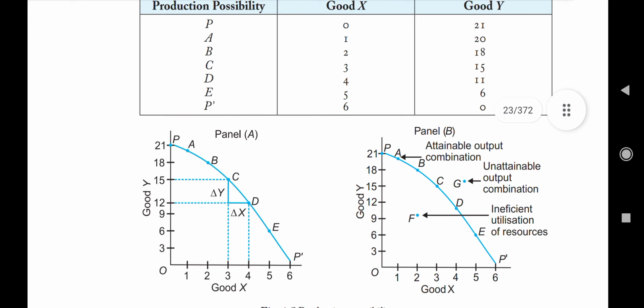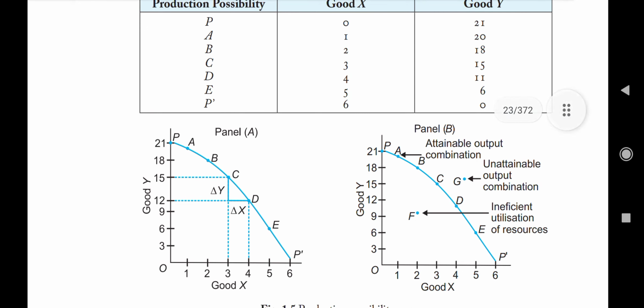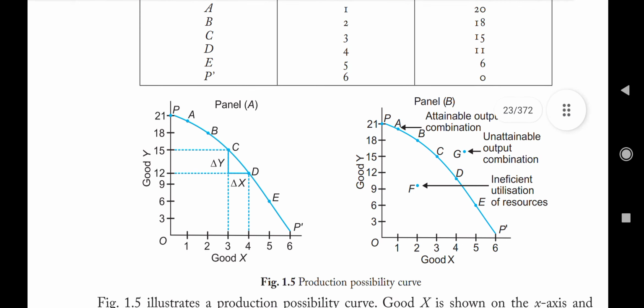Del X and del Y: del X means change in good X, 0 to 1, 1 to 2, 2 to 3, like that. For good Y you will see the change del Y, 21 to 20, 20 to 18, in this way. And then you look very easily at the production possibility curve, panel B also.